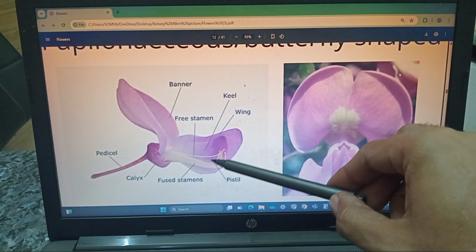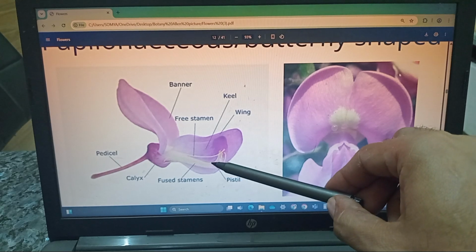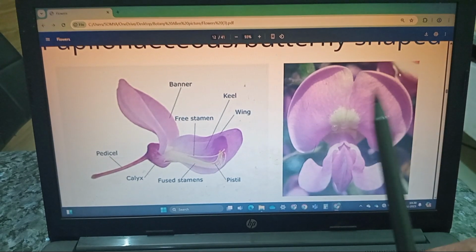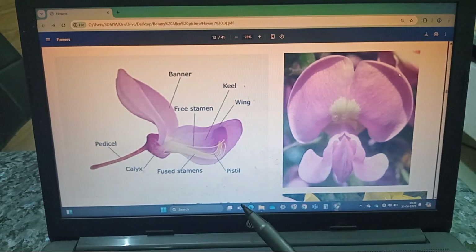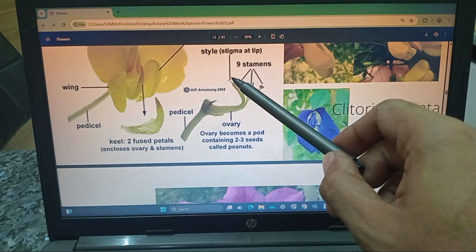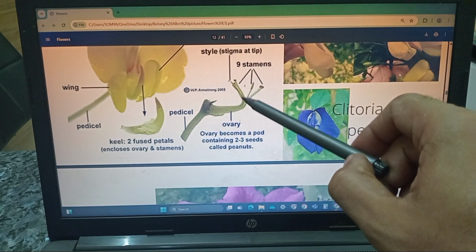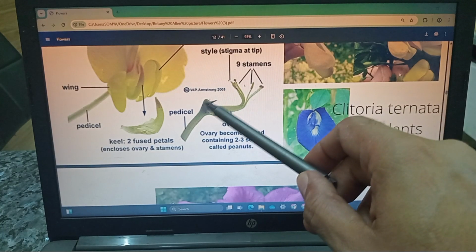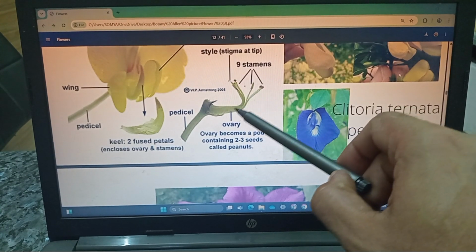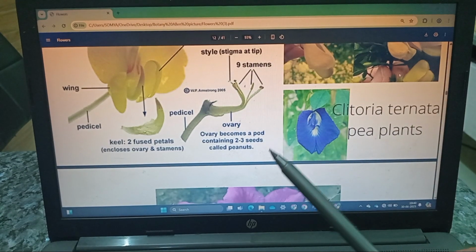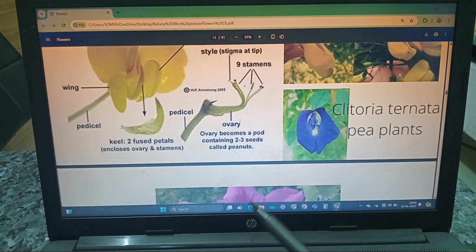Right? This is one stamen, and the 9 stamens are fused. So 1 plus 9, diadelphous condition of the pea, right? This is the 9 stamens, this one. In the pea, you will see the monocarpellary condition. The carpel is single, it is a monocarpellary ovary. And the ovary you will see in the pea has marginal placentation.